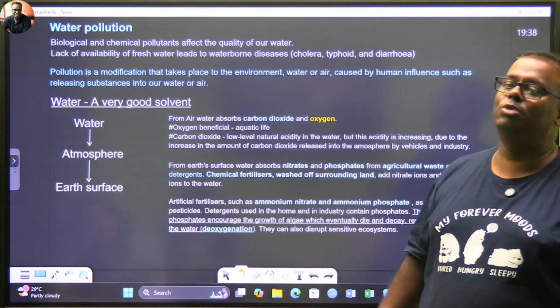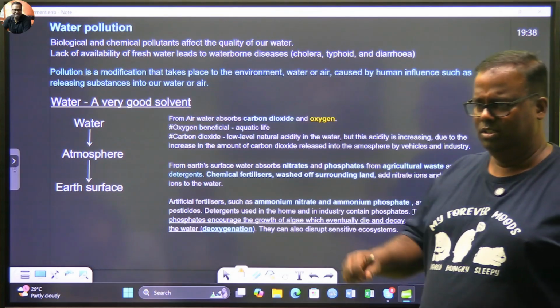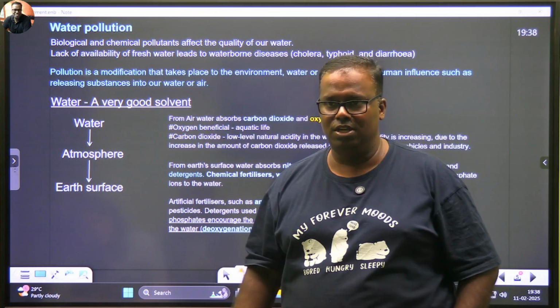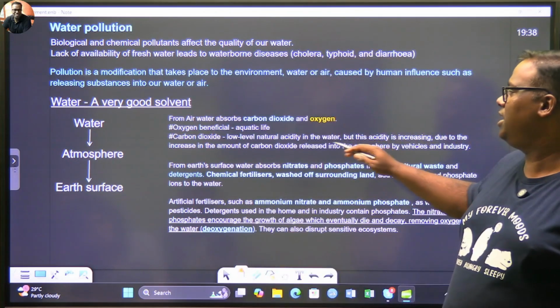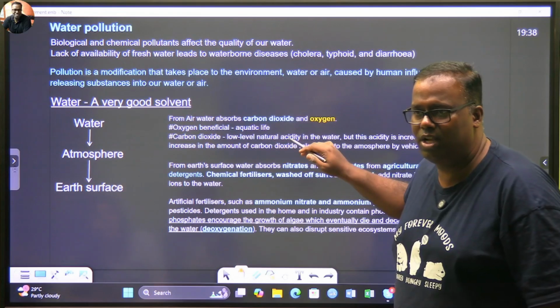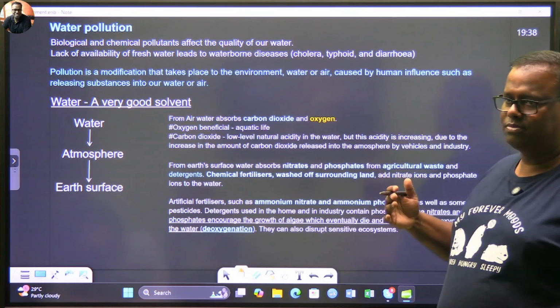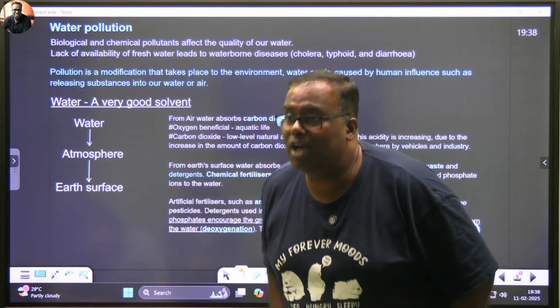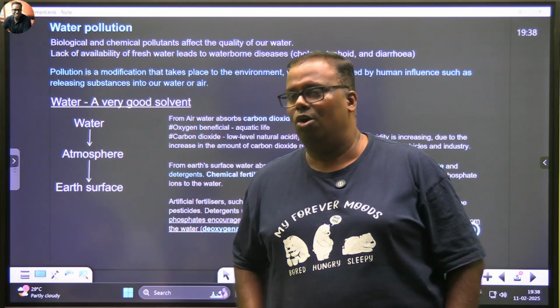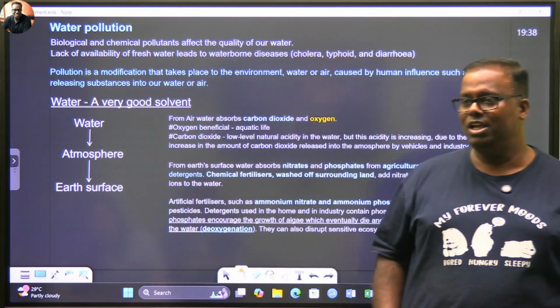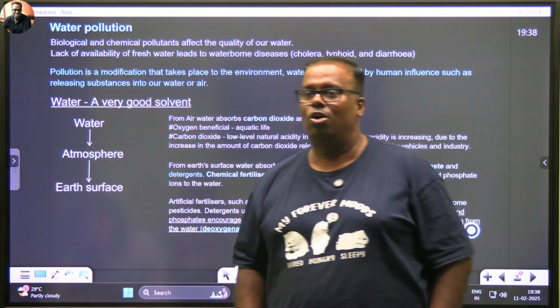So it will give you carbonic acid, the acid which is there in your fizzy drinks, Thumbs Up and Pepsi and all. So this is making a low level natural acidity. It's a low level acidity. It's not that harmful. But you are using so much of carbon fuels, all the petroleum products that you are burning, all the industries that they are burning, all the fuels, everything.